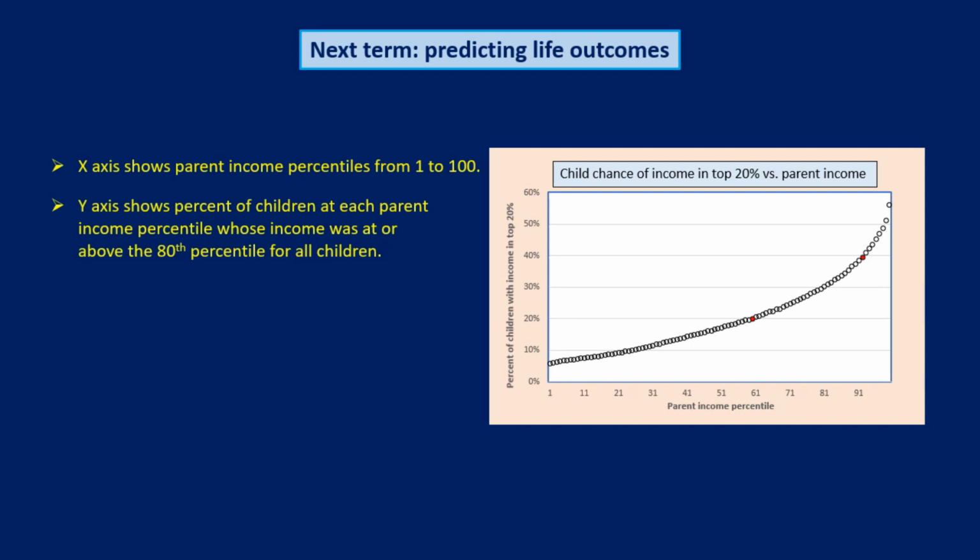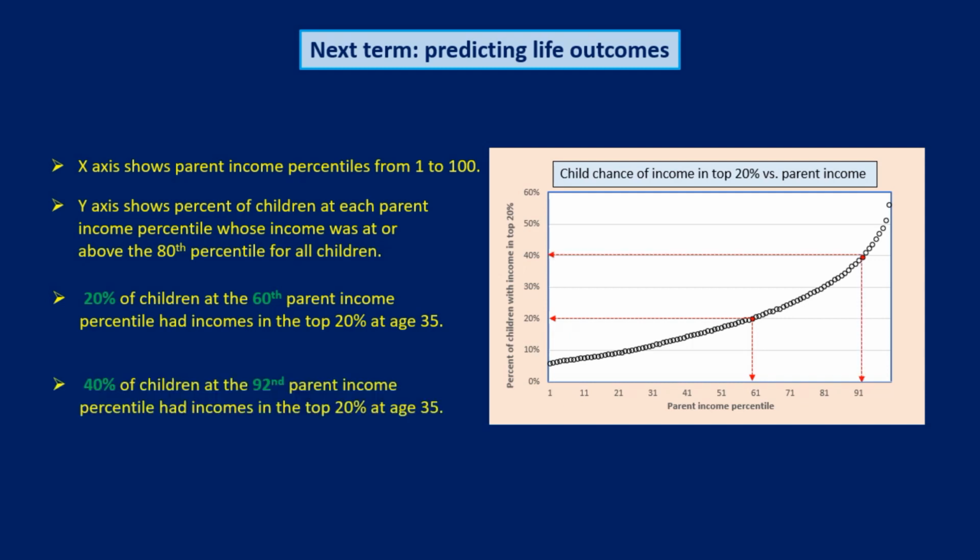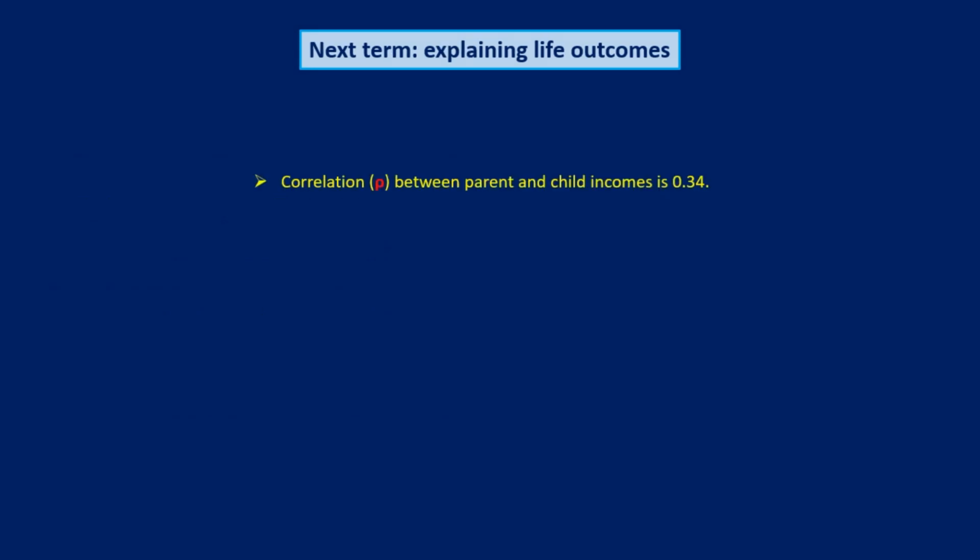For example, this point represents the children of parents at the 60th percentile of the parent income distribution. On the y-axis, we read that 20% of these children had incomes in the top 20% of the child income distribution at age 35. This point represents children of parents at the 92nd parent income percentile and shows that 40% of these children had incomes in the top 20%, twice as many as the children of parents at the 60th income percentile.